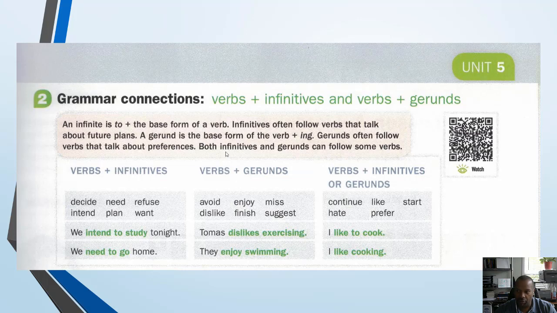Okay, let's look at gerunds. A gerund is the base form of the verb plus ing. That is pretty simple. We've done this before, right? Gerunds are a base form of the verb plus ing, and then it creates a noun, right? For instance, exercising. Exercising is the base form of the verb exercise plus ing. It now becomes a noun. It becomes a thing, okay?